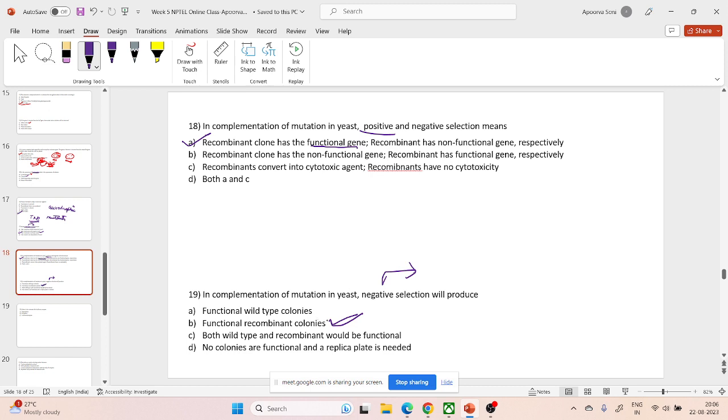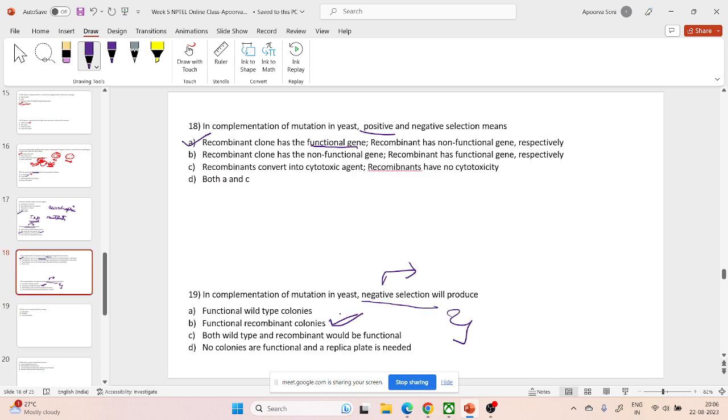But you have to choose the best possible option, because questions like these might confuse you. Here in the question it is just written negative selection, they have not completely elaborated in what context. But anyways, the best option here is functional recombinant colonies.